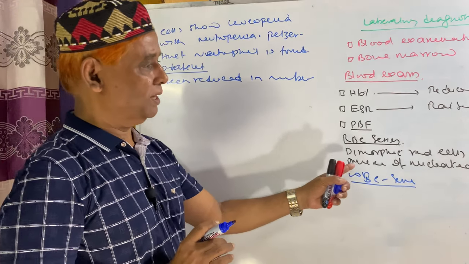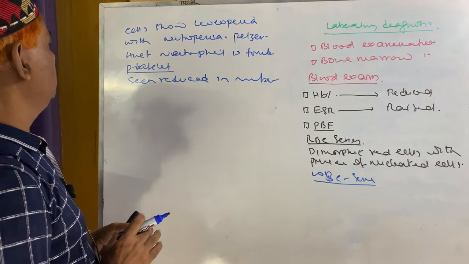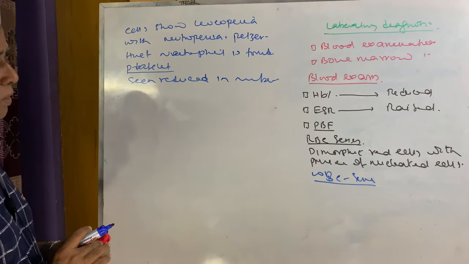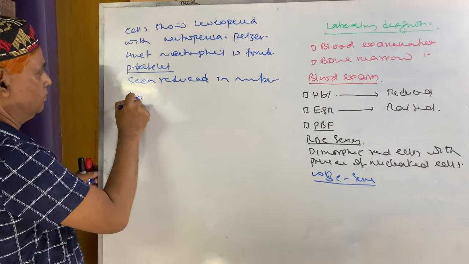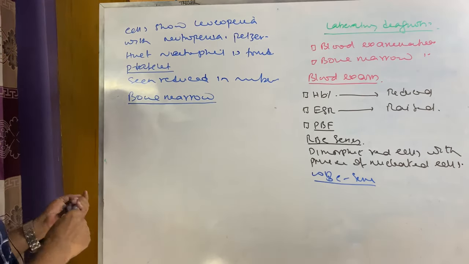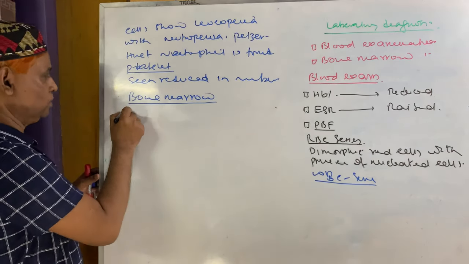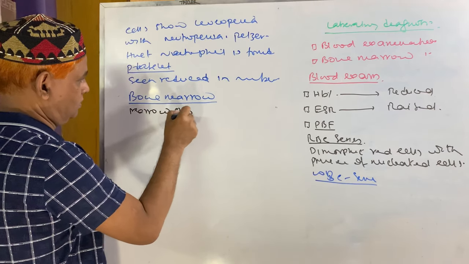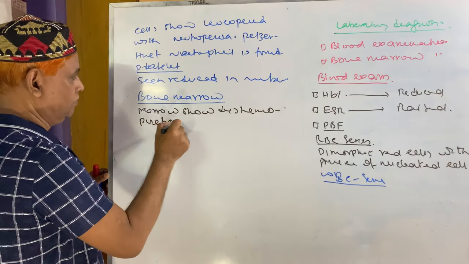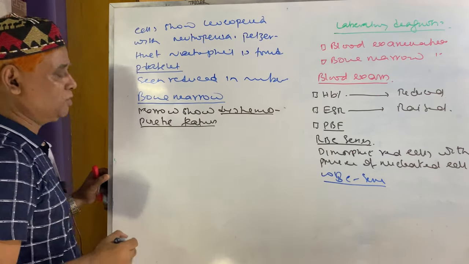So these are the peripheral blood features of myelodysplastic disorder. Dimorphic red cells with presence of nucleated red cells. WBC shows leukopenia with neutropenia and Pelger-Huet neutrophil is found. Platelets are reduced. Now come to bone marrow. Marrow shows these dyshemopoietic features. What are the dyshemopoietic features in myelodysplastic disorder?